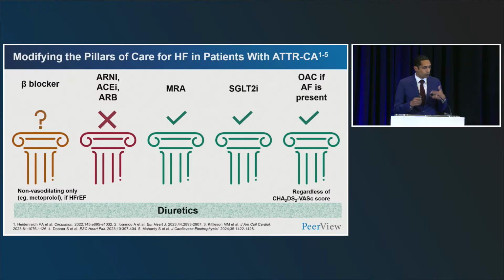I think it's more the rule that ARNIs, ACE inhibitors, and ARBs are not well tolerated due to their vasodilating effects, but MRAs and SGLT2 inhibitors are very well tolerated, and I think that's been shown time and time again in a lot of the observational data. If you have atrial fibrillation, they need to be anticoagulated, so just completely forget about the CHA2DS2-VASc score. You need to anticoagulate because there's a very high thrombosis risk and stroke risk in these patients.